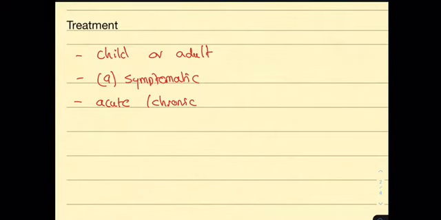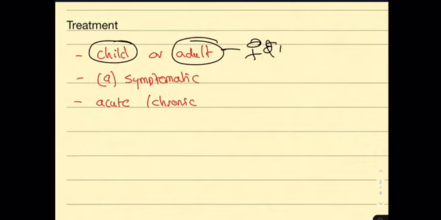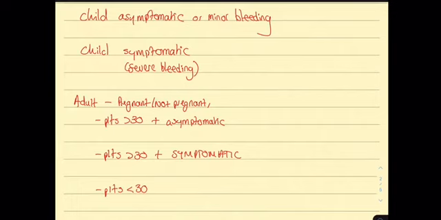Treatment depends on various factors. It depends on whether the patient is a child or an adult, and if the patient is an adult, is the patient female and pregnant. In addition, it depends on whether the patient is showing any symptoms, and also depends on whether this is an acute or a chronic diagnosis. Now, if a child presents to you and the child is asymptomatic or presents to you with minor bleeding, for example, petechiae or purpura, you simply just want to observe that child.